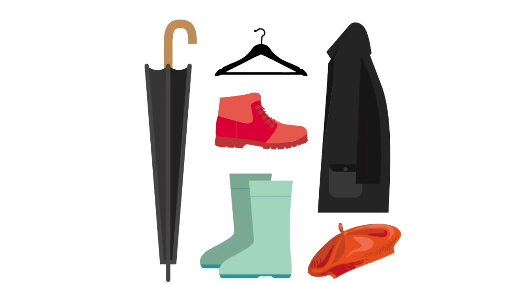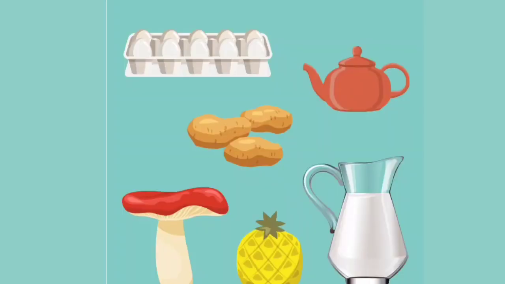Dear students, to learn black and white color, let's practice. What we have to do, we have to click on everything that is black. Which objects are black? Black umbrella, black coat and black hanger. Dear students, let's find all white things. Click on everything that is white. White milk, white egg and white mushroom.